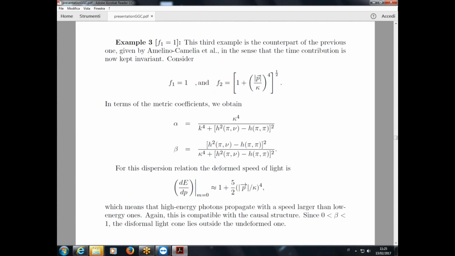And the reciprocal example given by Amelino-Camelia, you take F1 equal 1, F2 equal 2. If you calculate the speed of light using the modified dispersion relation, you find the speed of light greater than 1. But if you plot this one, you're going to see that this function is positive, therefore beta is positive, and you have the algebraic criteria to find this.